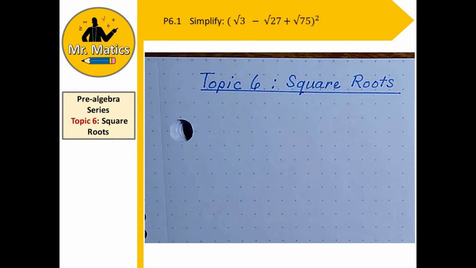Welcome back. Topic 6, square roots today. The first problem that we are going to do is a simplification.